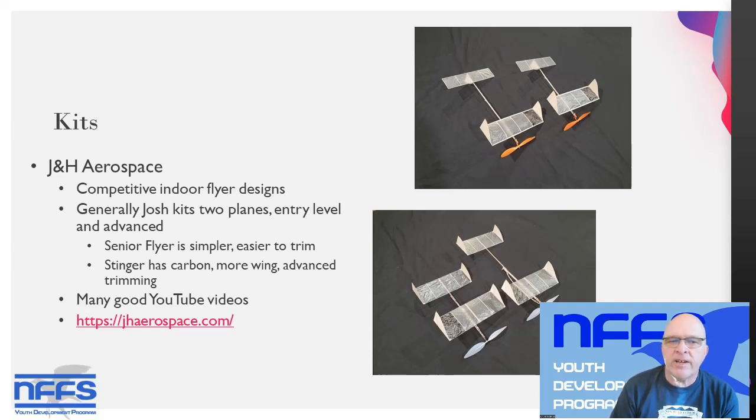His second offering is the Stinger. It has carbon for the leading and trailing edges. It's a little more expensive. It's got a wider chord on both the stab and the wing, and that makes it a little more difficult to trim. But once you get it trimmed, it will have better times on the flights. Again, for regional and state, you can probably do as well with either of these kits, and the Senior Flyer may be a little easier to get flying successfully.